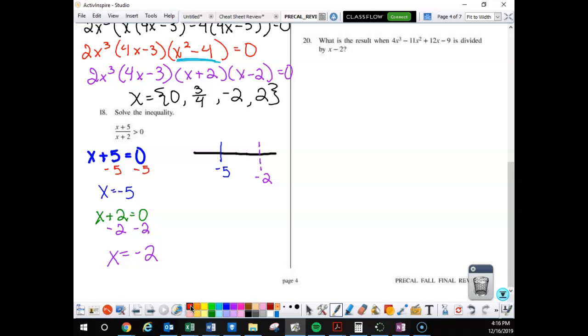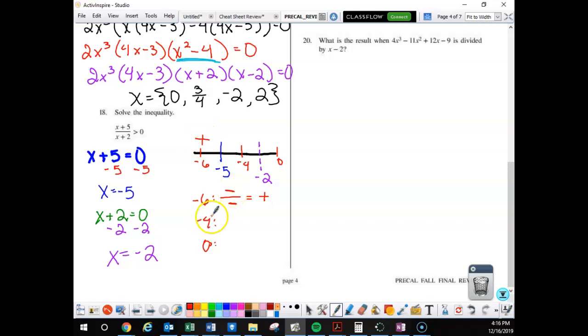All right. Now, I'm going to choose values in between and plug them in to see if it's positive or negative, or it's not going to be 0. So I'm going to check -6, -4, and let's check 0. So -6 plus 5 is negative. -6 plus 2 is negative. Negative divided by negative is positive.